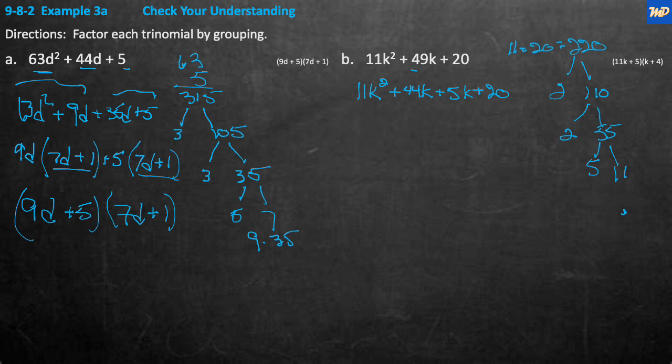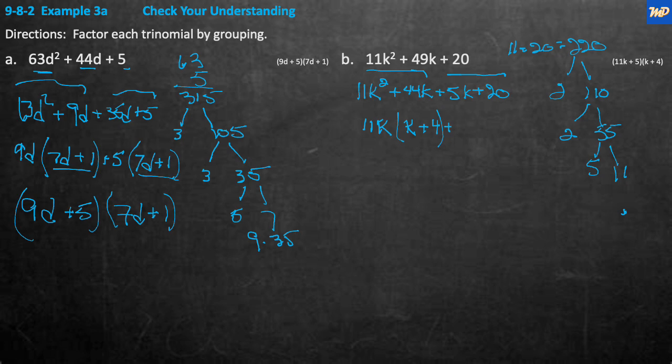So now we have these two here. These two are grouping and these two are grouping. So we have 11k squared plus 44k. Well, there's an 11 and 44, and we know that it's going to be a 4. So we're going to be able to take an 11 out of both of these and the k out of both of them. So we're going to have 11k times k plus 4. Okay, and then we're going to say plus.